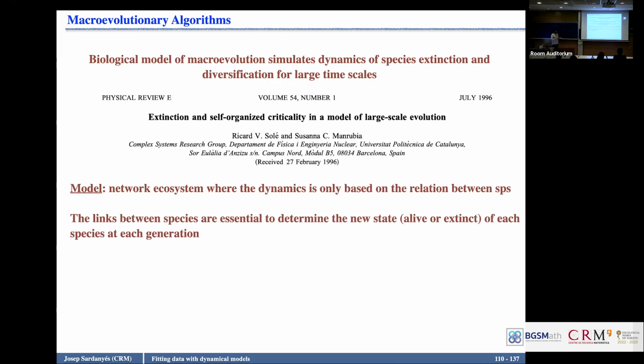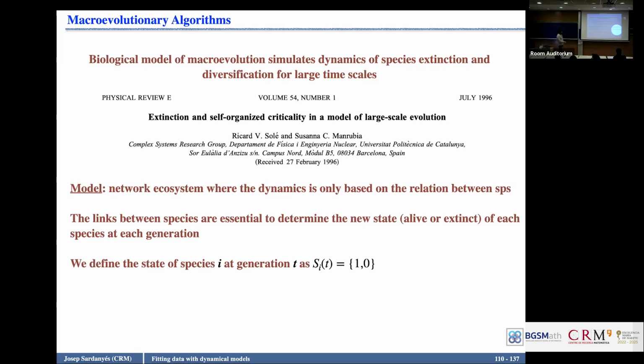So the links between these species are very important to decide if they survive or do not survive at each generation. So this is like a genetic algorithm. We have a population of species or vectors of parameters, discrete, and then we iterate. And we apply some evolutionary rules to this population, which in the case of genetic algorithms are Darwinian dynamics.